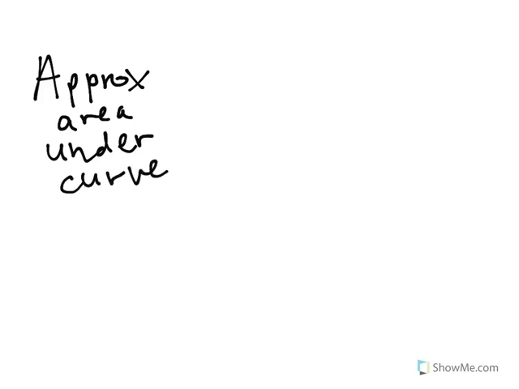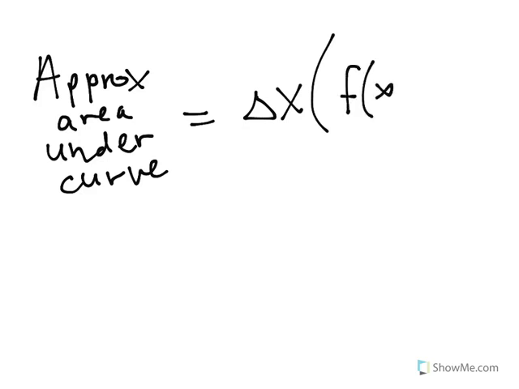And the way that we did that was by looking at delta x, which was the width of each rectangle, and then multiplying by the sum of a bunch of different output values. So we called it something like f of x1 plus f of x2 plus so on and so forth. How many x's you have depends on how many rectangles you want. So if you want 50 rectangles, you'd add up 50 things inside of the parentheses.